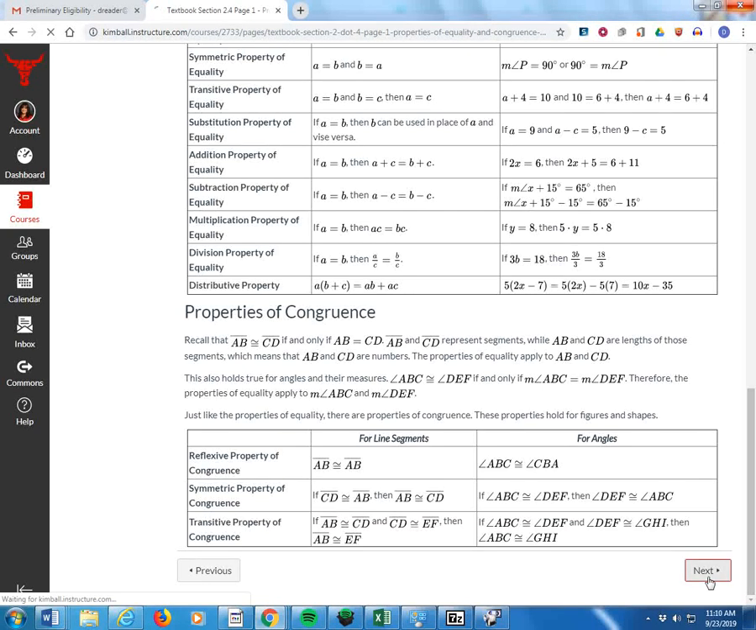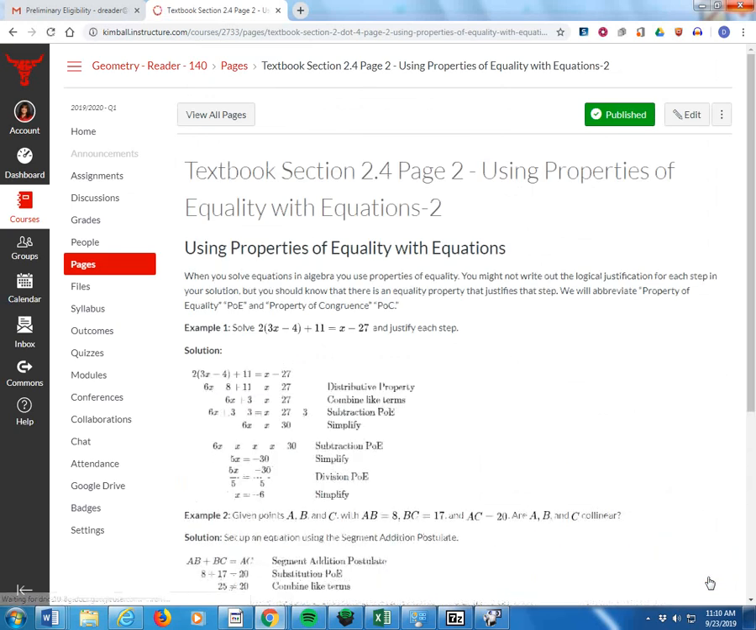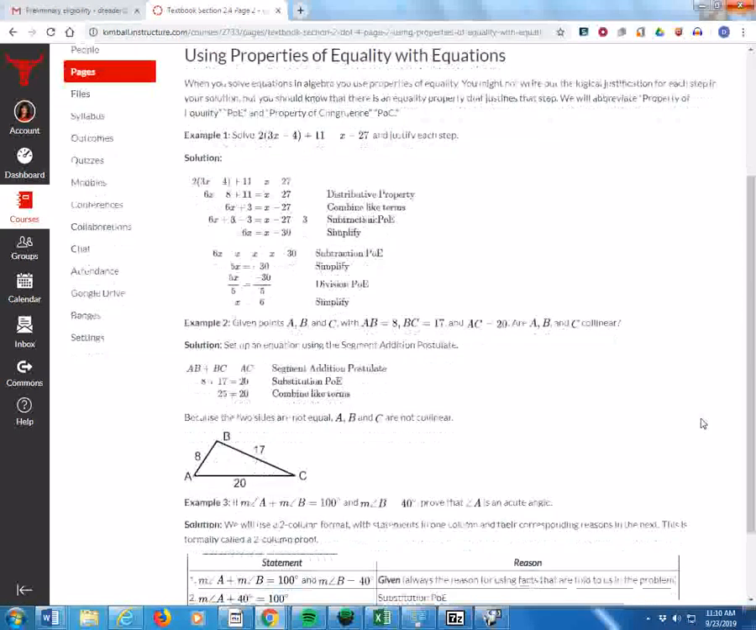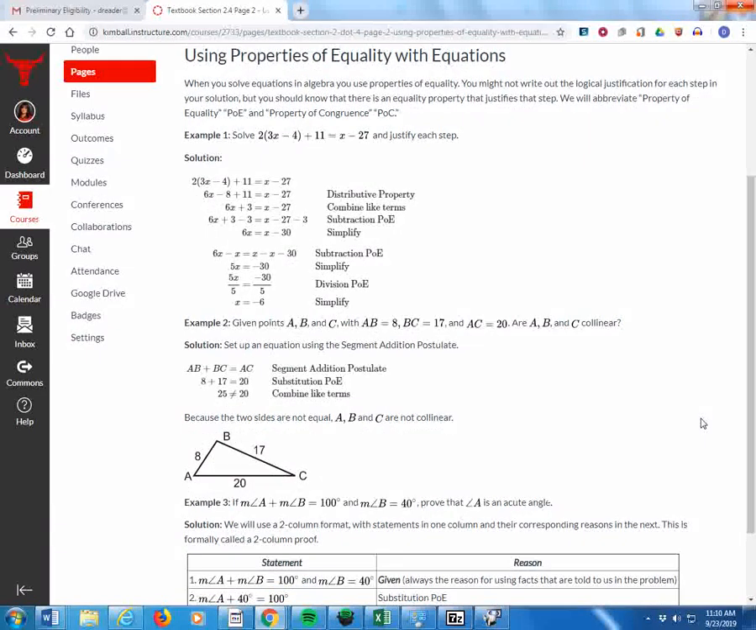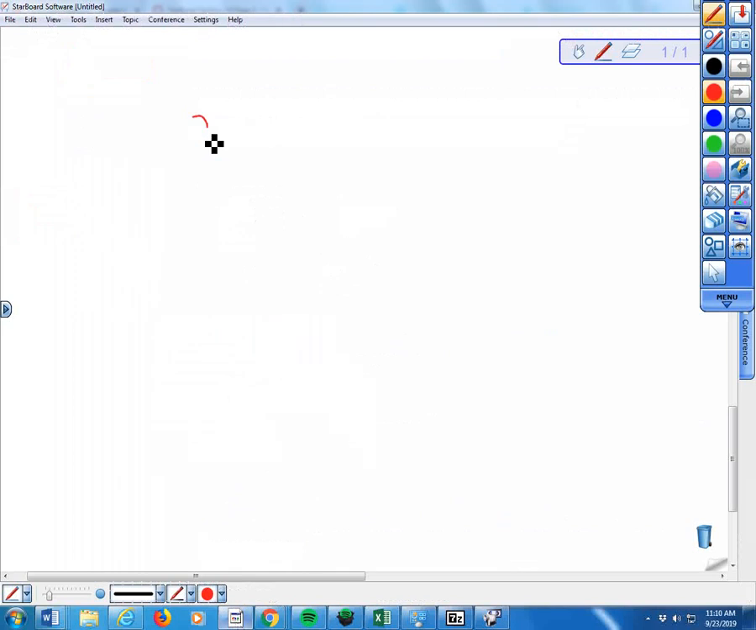So I'm going to do this example on the board here: 2 times 3x minus 4, plus 11. If you were in algebra and you were asked to solve this, there are certain steps that we would go through. In geometry, we're going to use this process to show you how a 2-column proof looks. I'm going to show you a 2-column proof to do this problem.